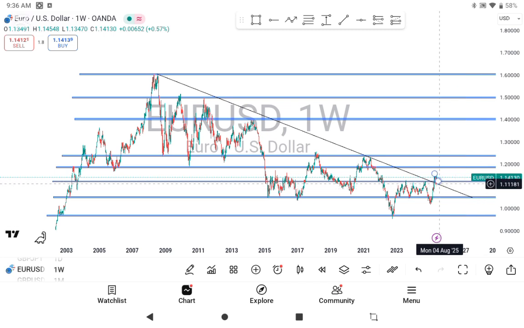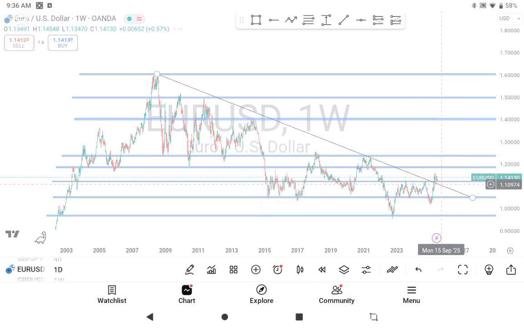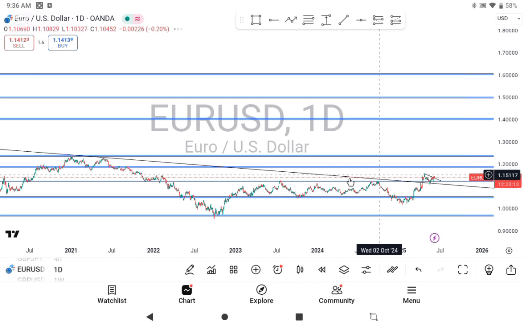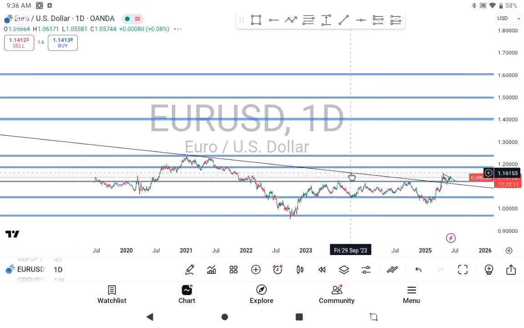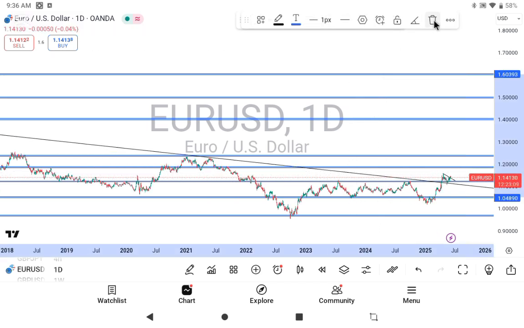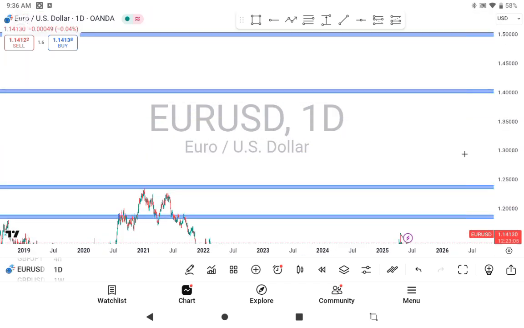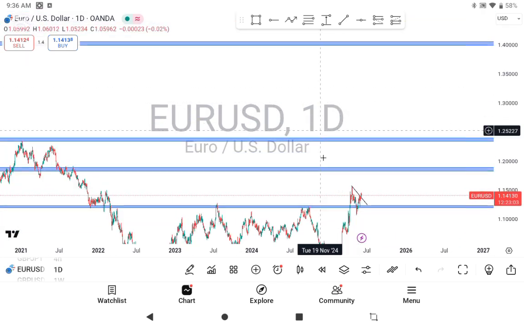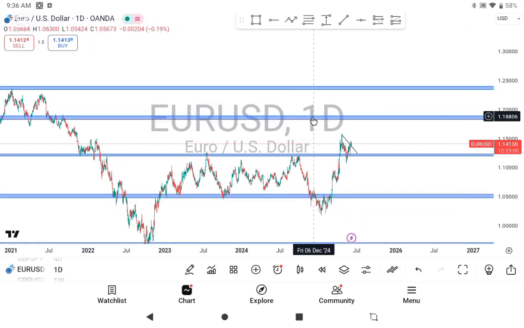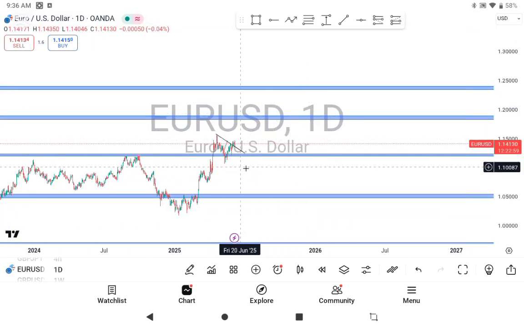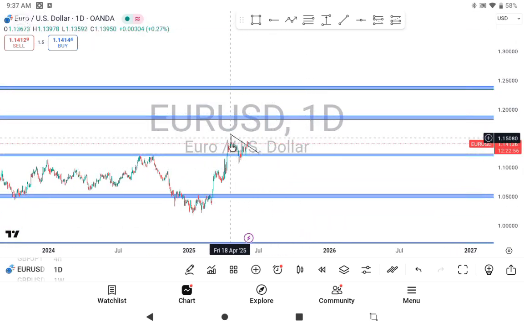So now let's go to the daily time frame. Let me take out this trend line. Now we are on the daily time frame right now. You can see this was the breakout. This was the breakout retest.